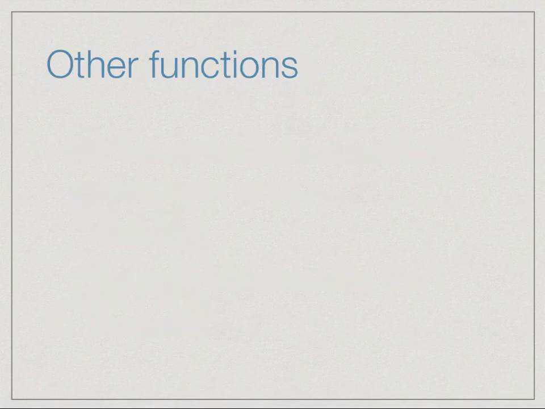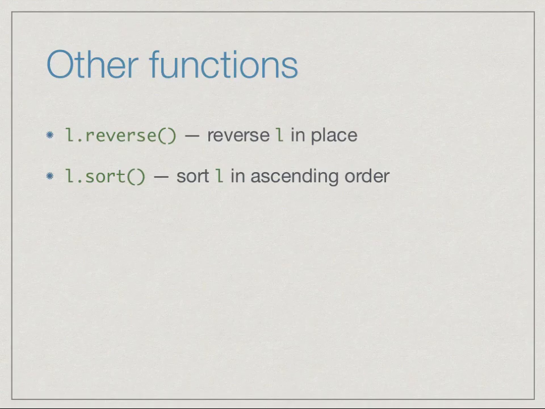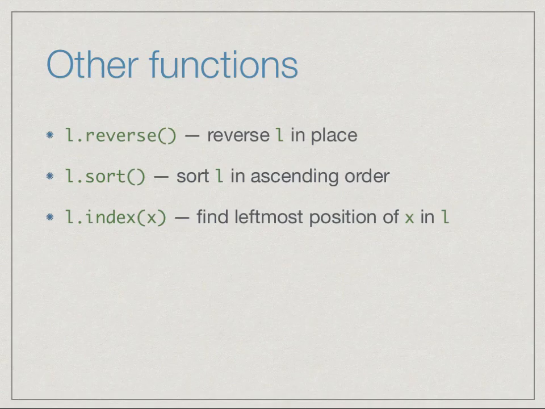Now there are a host of other functions defined for lists. For instance, L.reverse will reverse a list in place. L.sort will sort a list in ascending order. You can also sort it in other orders. You can look up and see how to do that. If we only want to know whether an element is in L, we said x in L. But if we want to know where it occurs, then we use index. It will find the leftmost position. But again, it will give us an error if there is no x in the list. So we should first check if x in L and then find the index of the leftmost position.